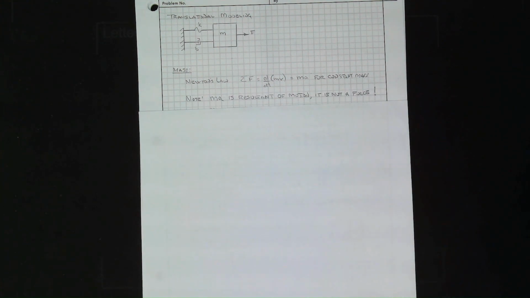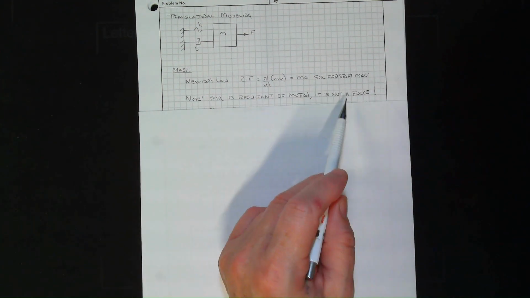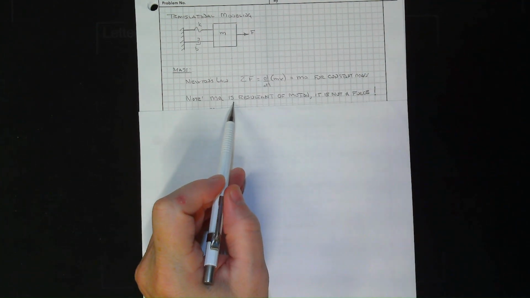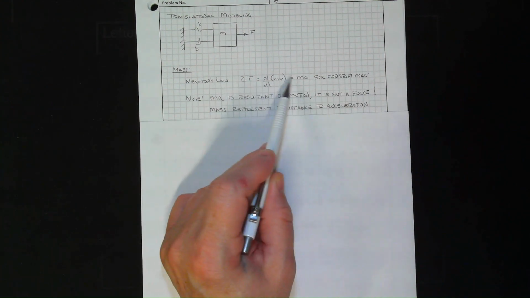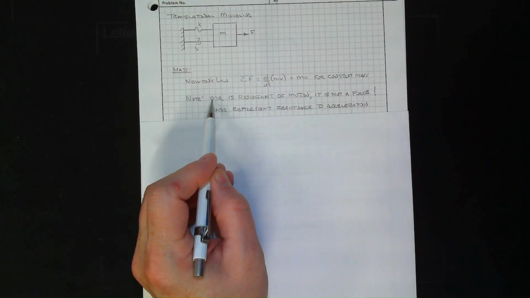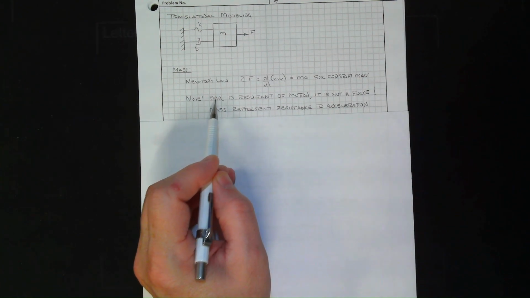And the thing to note is ma is a resultant of motion. It is not a force. Okay, this is important. So we have to keep that straight. And I'm making a big deal about this. And by the way, the sum of all forces equals ma. Mass represents resistance to acceleration. The bigger this is, the less the system will accelerate. But this is not a force.